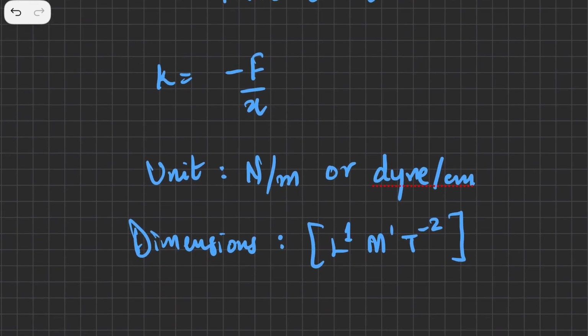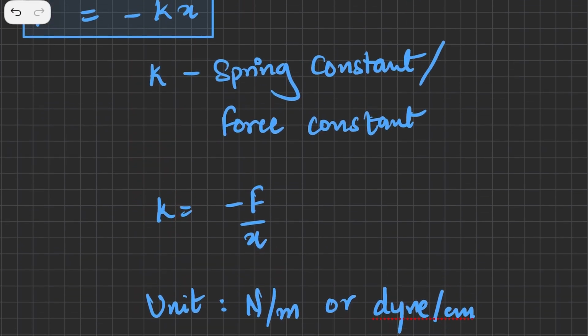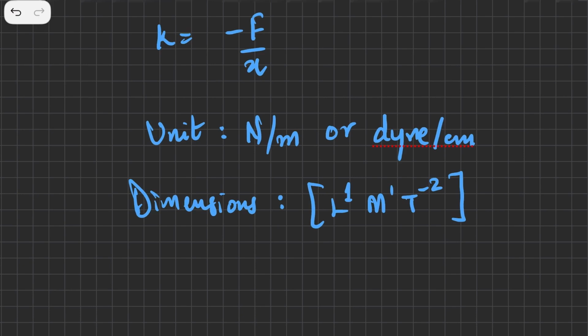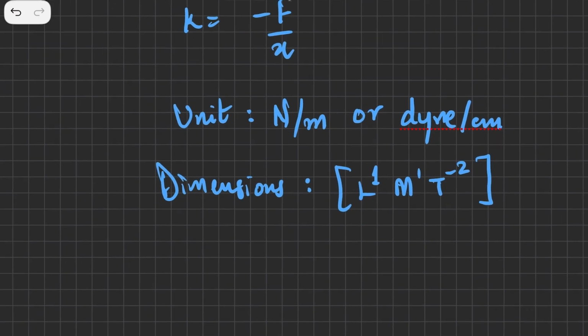Then comes the unit. The unit of force is Newton and the unit of displacement is meter. So Newton per meter is the unit for k, and in the CGS system dyne is the unit for force and centimeter is the unit for displacement. So you can see how Newton per meter or dyne per centimeter becomes the unit for the spring constant or the force constant. And then the dimension is L1 M1 T minus 2. We can easily find out the dimensions for anything.